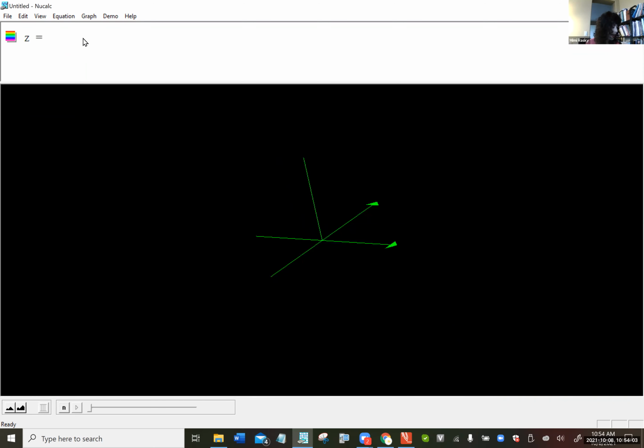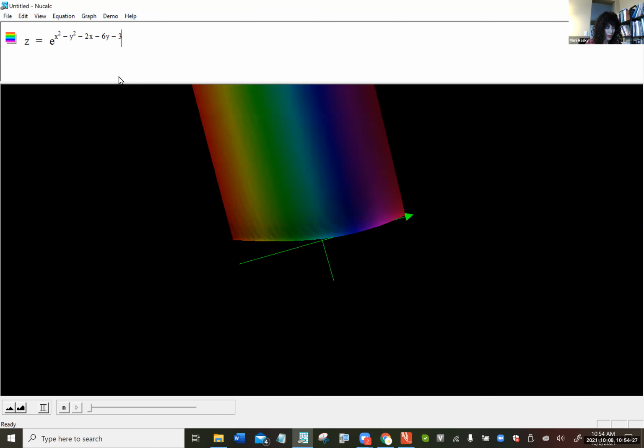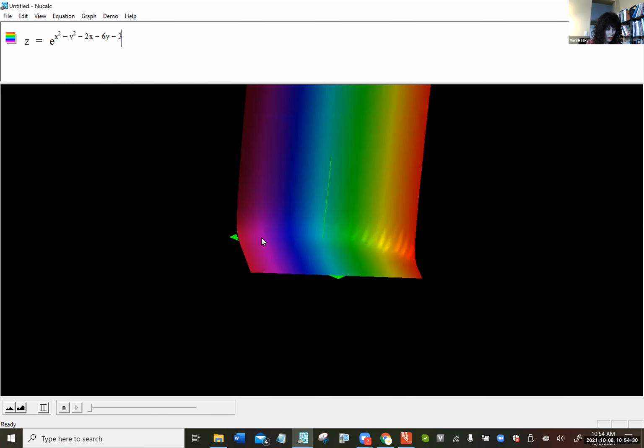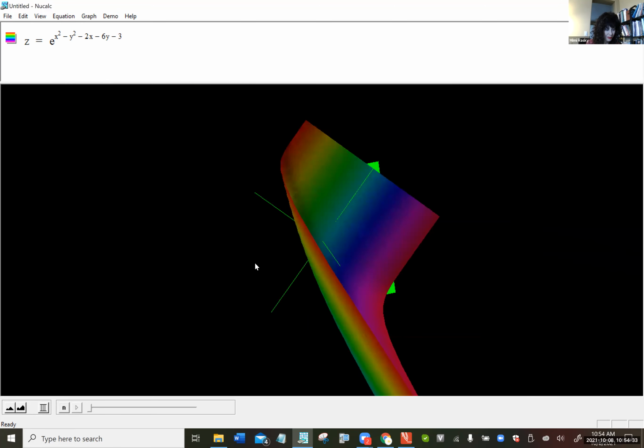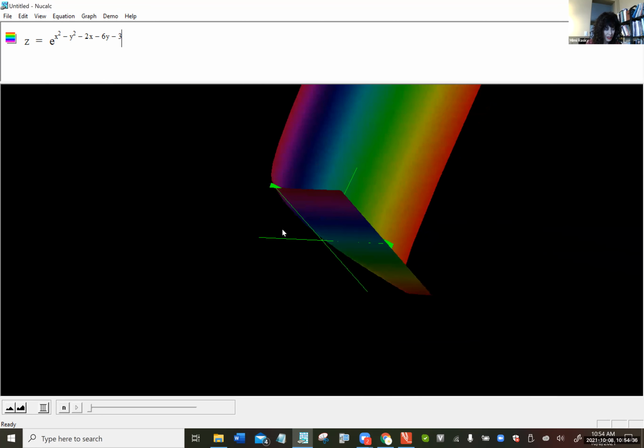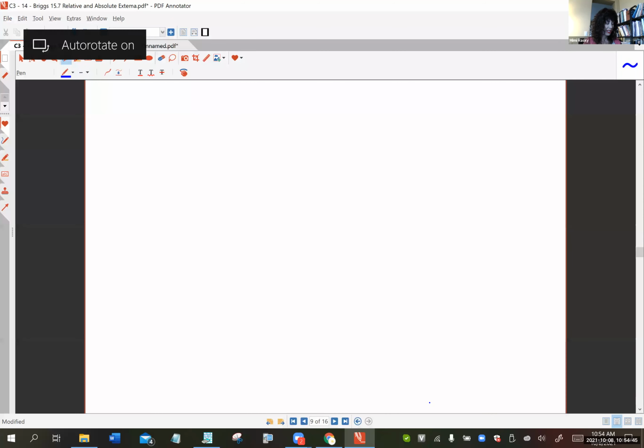Let's look at the graph of this exponential we're about to do. Let's see if it will graph it for me. Oh my gosh. E to the x squared minus y squared minus 2x minus 6y minus 3. Get all that? All right. What does it look like? Whoa. Well, that's kind of cool, huh? Cool looking surface. So we're going to see if this has any maximums, minimums, or saddle points in it. I don't know. We'll find out.